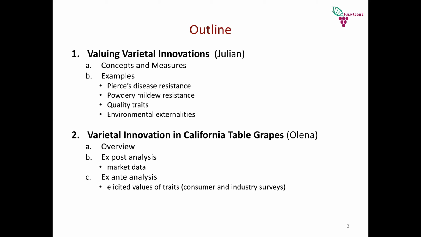And in some of these technologies, we're concerned about environmental externalities associated with things like pesticides, and one of the ways varietal technologies can generate benefits is by reducing the environmental burden of pesticides. So we'll touch on that. And then I'll hand over to Lena, and she'll talk about our current work in particular, where we're looking at varietal innovation in California table grapes, and she'll tell you all about what's going on there in terms of looking backwards at the varietal improvements that have been done already in California by the private sector and government, and also looking forward to do some consumer surveys and industry surveys to evaluate the traits that are being introduced.